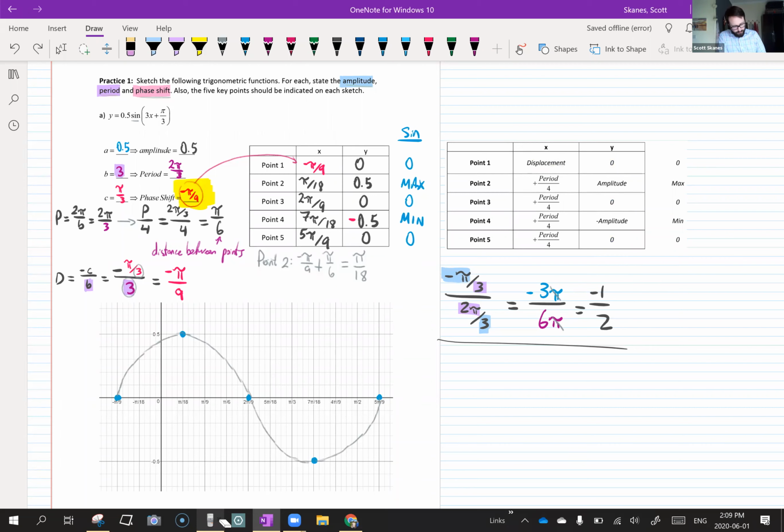And then, once you have the displacement as your first value, you get your period, you divide it by 4, it'll give you this, and then you add it 1, 2, 3, 4 times to get your 4 different x values. Then you graph it. Just put the points on the graph paper and voila, we're finished.